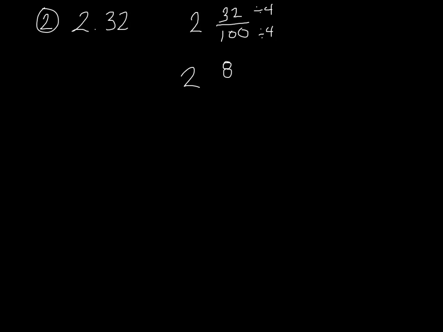Okay, let's try another one. Let's try 2 and 32 hundredths. So again, I already know my whole number is 2. So I can just write that 2 down. And I know that my decimal part is 32 hundredths. Okay, so now I have to say, okay, what can I divide the top and the bottom by? I'm going to go with 4. Divide by 4, divide by 4. Okay, so I've got 2. 32 divided by 4 would be 8. Oh, I didn't go far enough yet.